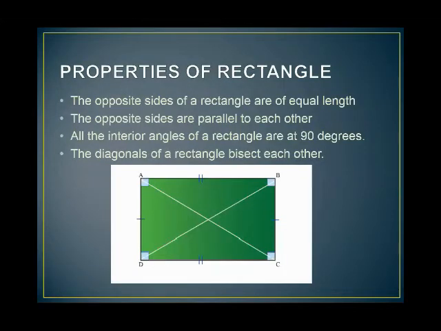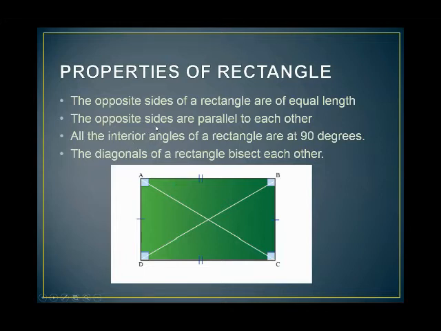Properties of a rectangle. So here we discuss the properties of a rectangle. The opposite sides of a rectangle are of equal length. As you can see, a rectangle has opposite sides. Which ones are the opposite sides? The opposite side of AB is CD and the opposite side of AD is BC.